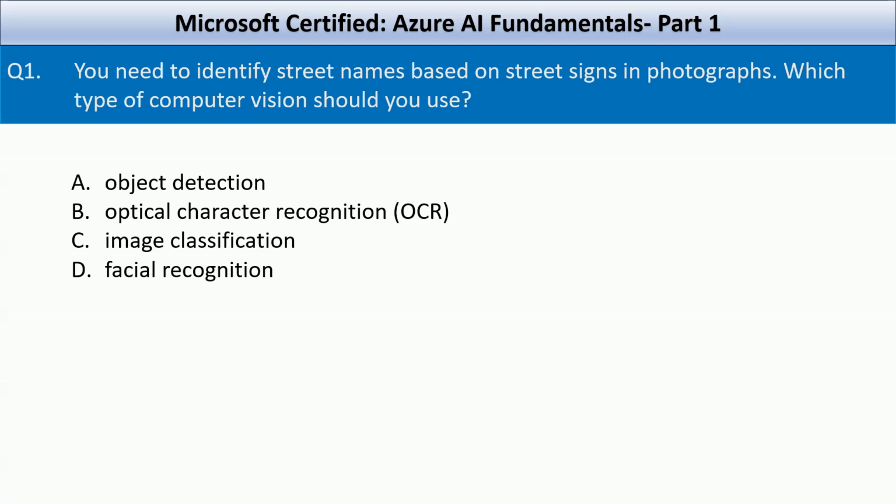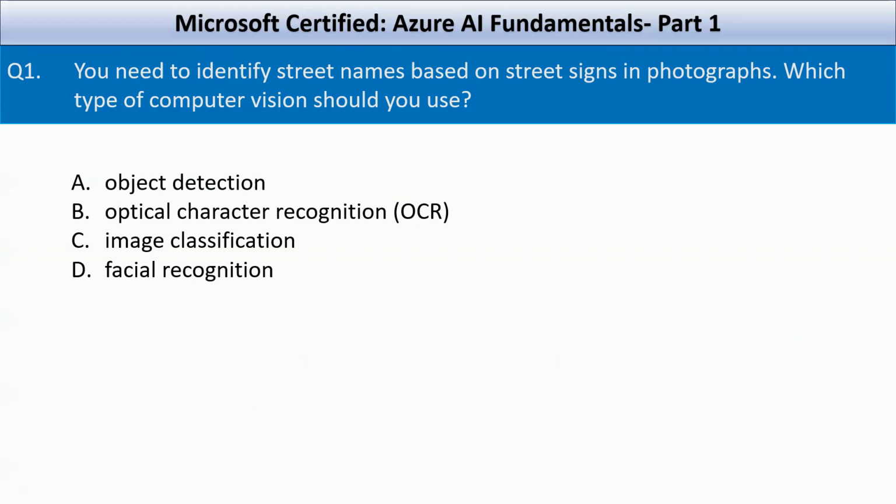You need to identify street names based on street signs in photographs. Which type of computer vision should you use? Your options are object detection, optical character recognition, image classification, facial recognition.